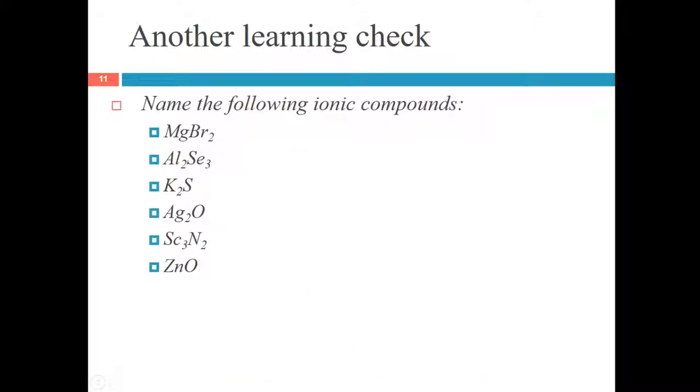Press pause and name these following ionic compounds. Magnesium bromide, aluminum selenide, potassium sulfide. Notice how these endings have changed to -ide. Silver oxide, scandium nitride. Notice how nitrogen is changed to -ide. Zinc oxide.